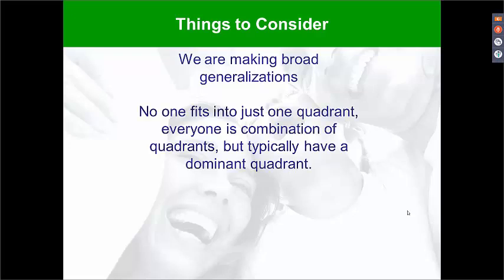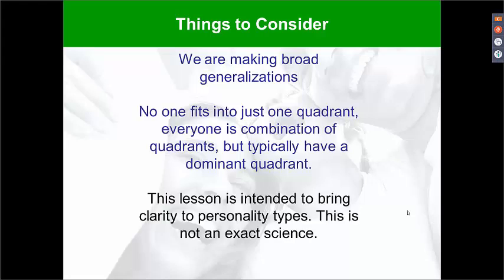No one, remember, fits just one quadrant. Everyone is a combination of quadrants, but typically you have a dominant quadrant or a shared dominant quadrant with the rest of them falling in underneath that. This lesson is intended to bring clarity to personality types. This is not an exact science that we're giving you here. This is not a certified course in personality, but we're utilizing material that is considered the best material on the market today for personality discussions and how to evaluate those individuals.